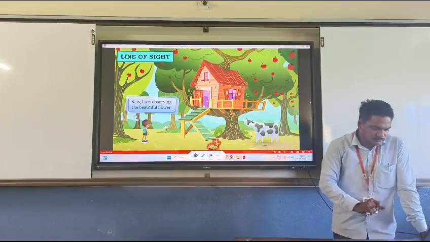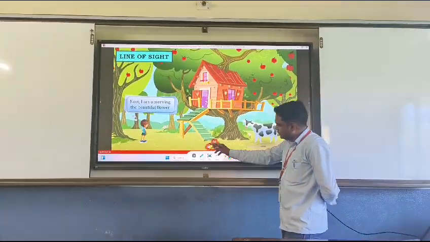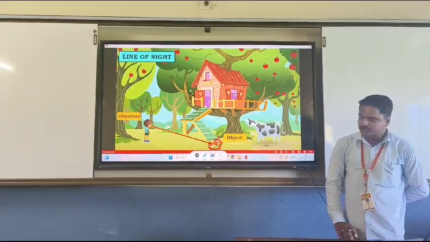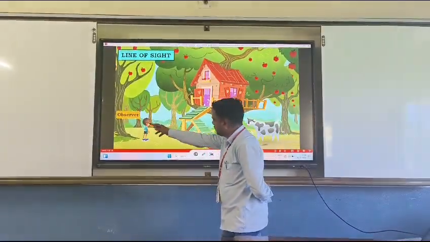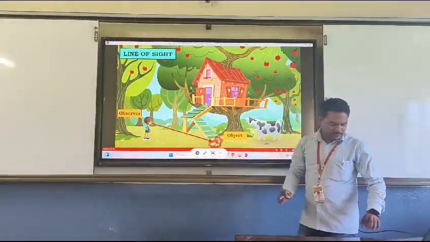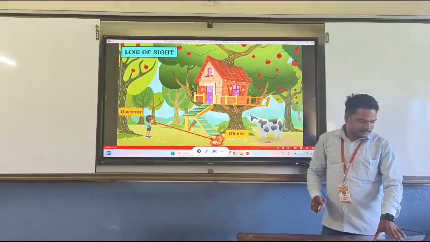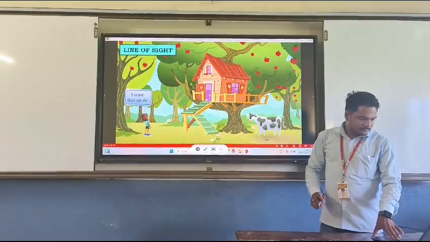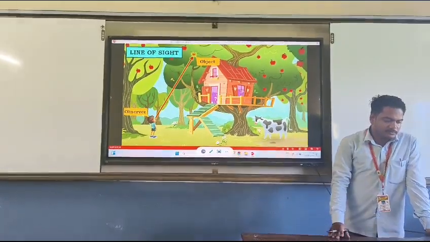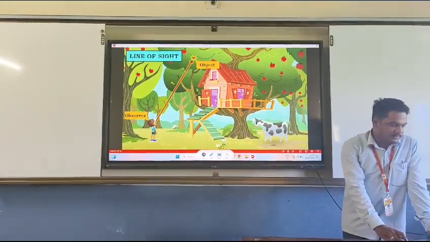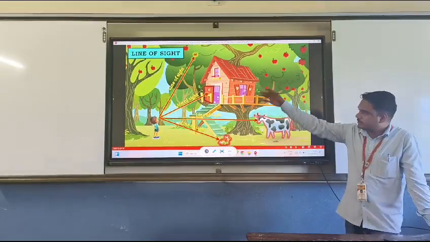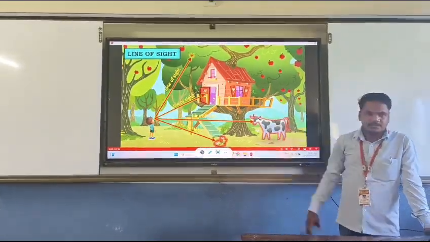Then, suppose the boy is looking towards the flower. If we draw a line between the observer's eye and the object, this is known as the line of sight. Now look at here, the boy is looking towards the apple. So this line is said to be the line of sight. These can be the possible lines of sight.